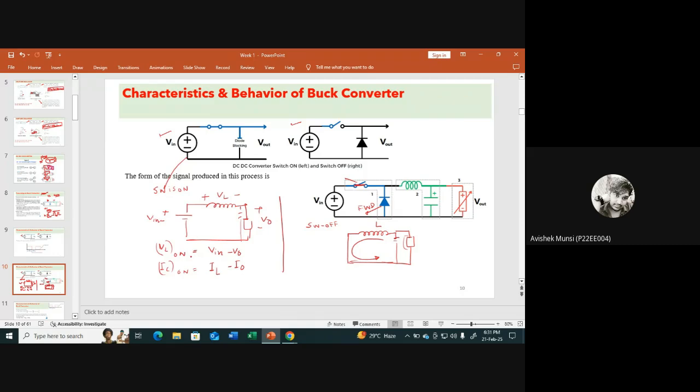Now if we apply KVL across it, this is plus, this is minus. Going from negative, plus minus, it will be VL off plus V0, that is equal to 0. And similarly, the current across the capacitor IC off is equal to IL minus I0.